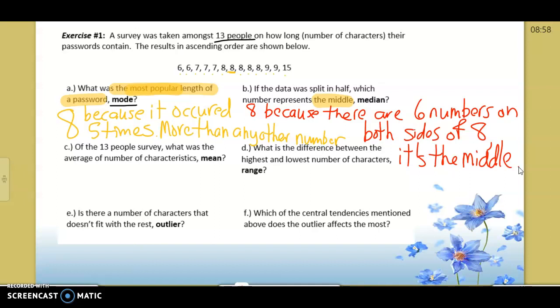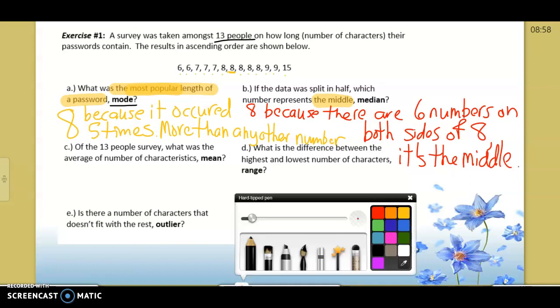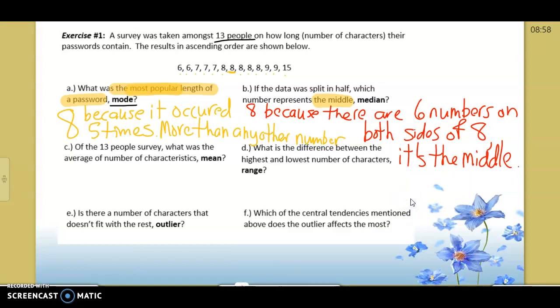And it says, of the 13 people surveyed, what was the average number of characters? Meaning, remember, this is 6 characters, 7 characters, 8 characters, 9 characters, and 15 characters. The average is when you take them all and add them up and then divide by the number that there is. So you can literally enter the 6, the 7, the 7, the 7, the 7, the 8. You can enter all of these in, but I'm going to show you a slight shortcut to this, which involves a little multiplication, because multiplication is repeated addition.